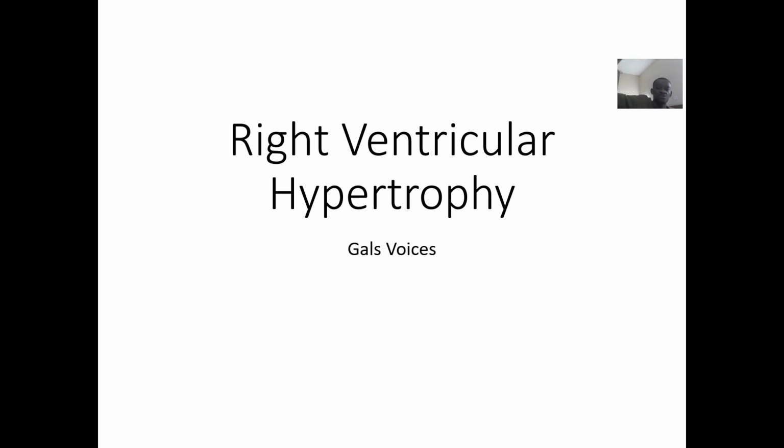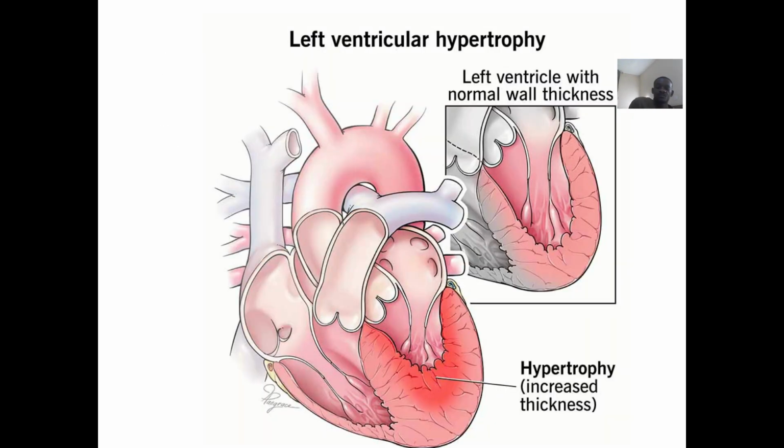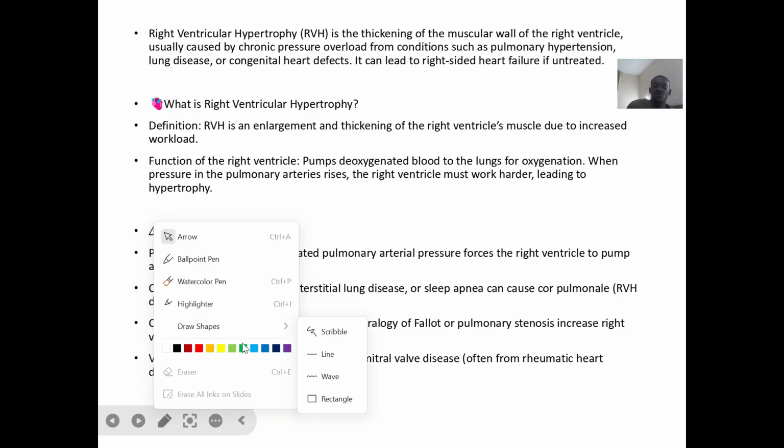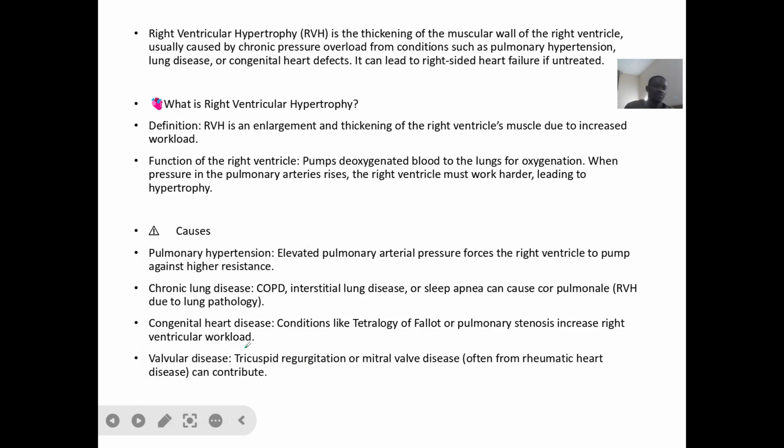So the right ventricle is just below the right atrium, okay, and it could also get enlarged. So we'll be talking about what could make the right ventricles enlarge, okay, and what the patient will suffer from. So for right ventricular hypertrophy, first of all, the definition is a thickening of the muscular walls of the right ventricle, usually caused by what?